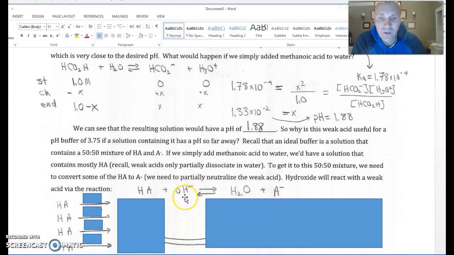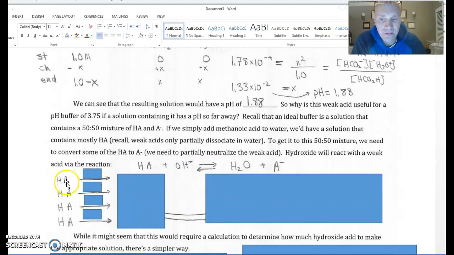Here's the thing. Let's just take this hypothetical here. Obviously in that solution, we're going to have millions of HAs, but let's pretend that we only had 4 of them in the solution. What would we want to do if we wanted to make a buffer? Well, we can take a look at this reaction right here. If we were not to add any OH minus, essentially what we'd have is pretty much all HA.